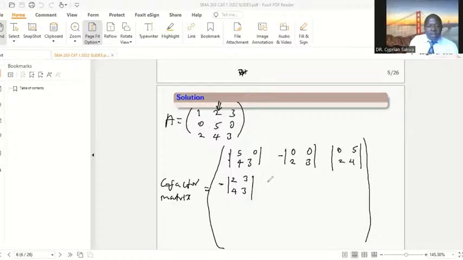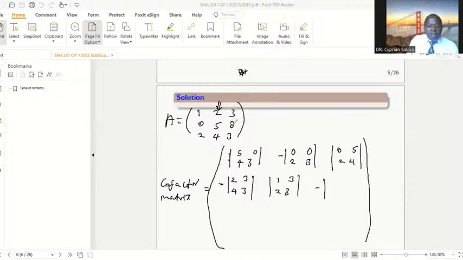The second element is 5. Delete the row and the column of 5. I have 1, 3, and 2, 3. Negative, positive, this will be negative.